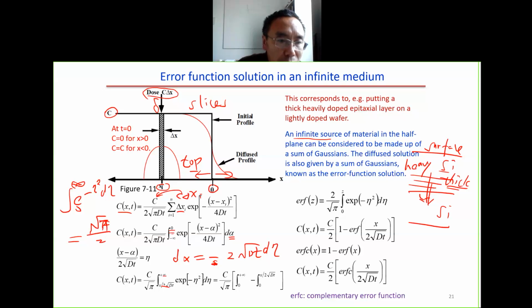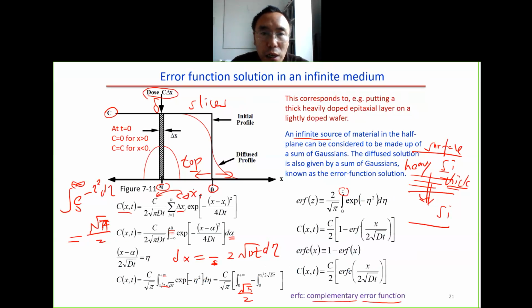It is the square root of pi divided by 2. So this one equals the square root of pi divided by 2. We define this as the error function. We define the error function as this one, with the range up to z. The z appears here. Then this one becomes C over 2 times 1 minus the error function at this value here. Then we define the complementary error function equal to 1 minus the error function. Then in the end, this becomes C over 2 times the complementary error function of x over 2 square root Dt. So this is the case for diffusion from the top diffusing to the bottom.